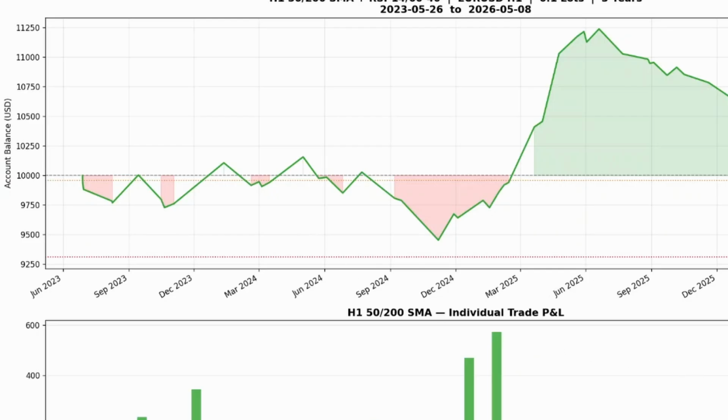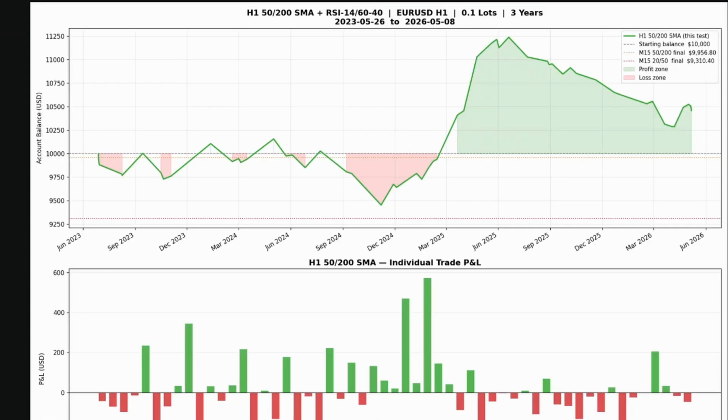And here's what it looked like. Look at what happens here, March 2025. The equity curve has been choppy, moving in and out of the profit zone for almost 2 years. Then something changes. The line starts moving consistently upward. By June 2025, the account is at $11,250. That's a 12.5% peak return. It pulls back, but crucially, it stays above the starting balance for most of the second half of the 3-year window. This is what a strategy with genuine edge looks like. Not a straight line up, but a consistent bias towards profit over a long enough sample.